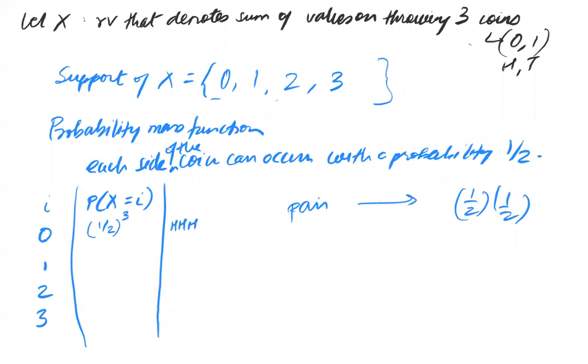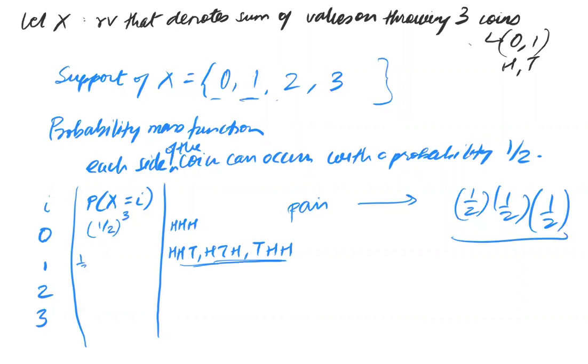cubed. Now for 1 to occur, there has to be exactly one tail. So the possibilities are H, H, T, H, T, H, and T, H, H, right? So for every occurrence, we have 1/2 raised to 3 probability of occurring. So that would be 1/2 cubed for a particular HHT, and then times 3, right? You're just going to keep on adding them. So it's going to be times 3.